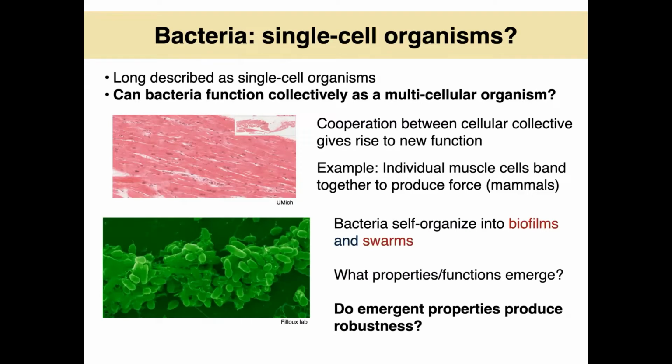Okay. So I'll tell you a little bit about bacteria. They self-organize into biofilms and swarms. You've probably heard of biofilms before and probably haven't quite heard of swarms. I'll go into that a little in this talk. But we asked the question, what happens when bacteria are together, when they work collectively in these types of formats? What properties emerge? Importantly, how do these emergent properties produce robustness? Why can these things lead to an organism that can survive for billions of years on this earth?